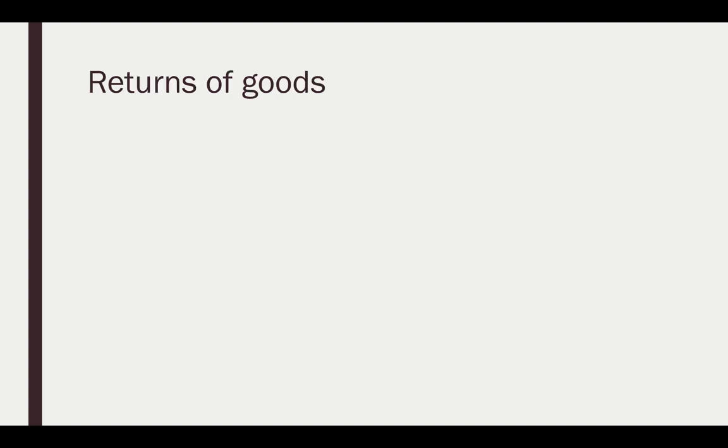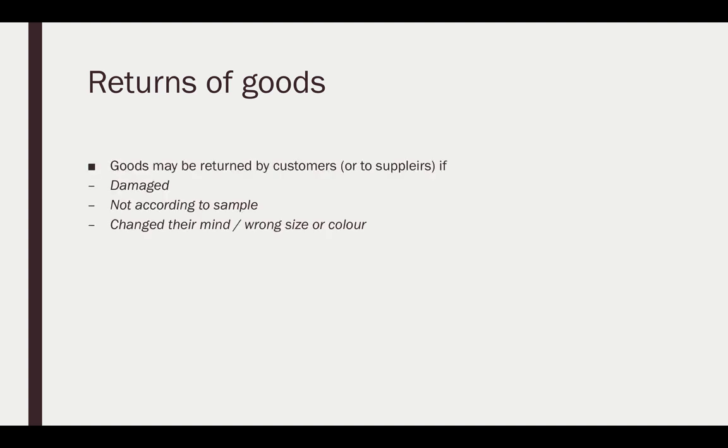The last thing that we need to look at is return of goods. It sometimes happens that goods are returned by customers, or we may decide to return our goods to suppliers for a number of reasons. Possibly the goods were damaged, maybe they weren't according to the sample that was given initially, or maybe we just changed our mind, or the item was the wrong size or the wrong color. In this case, what will happen is you need to make an adjustment.